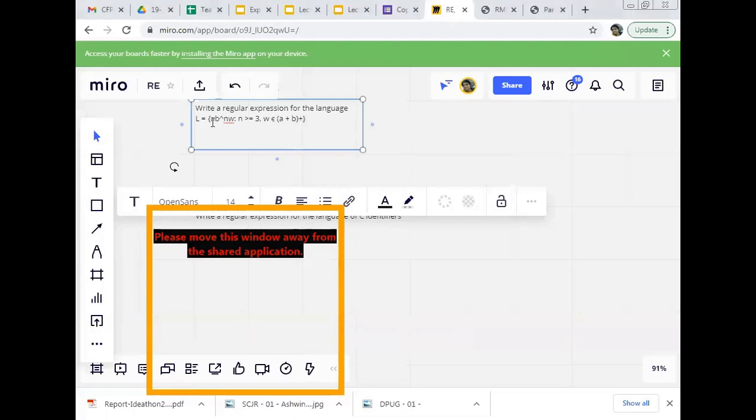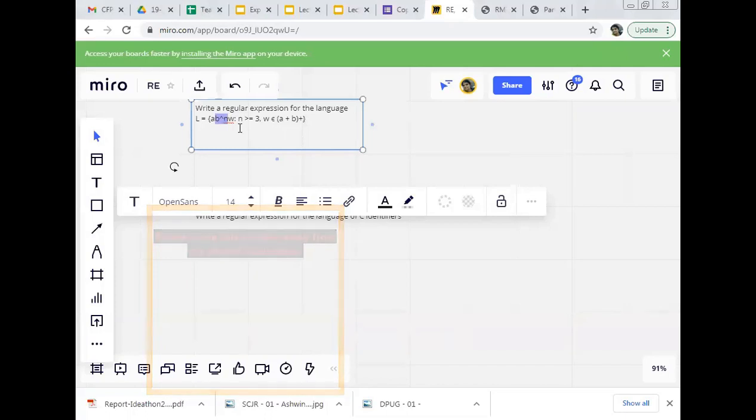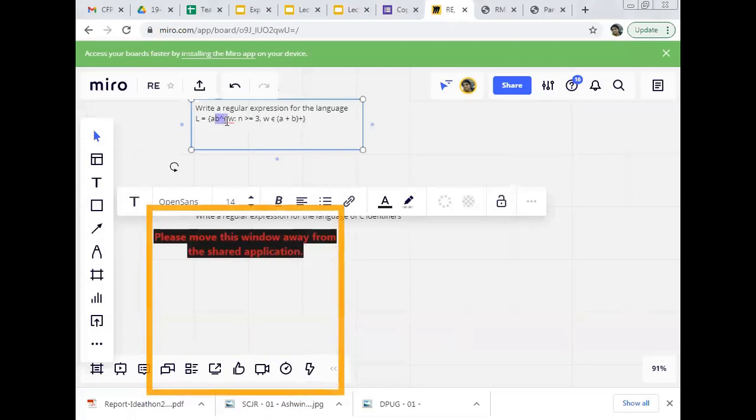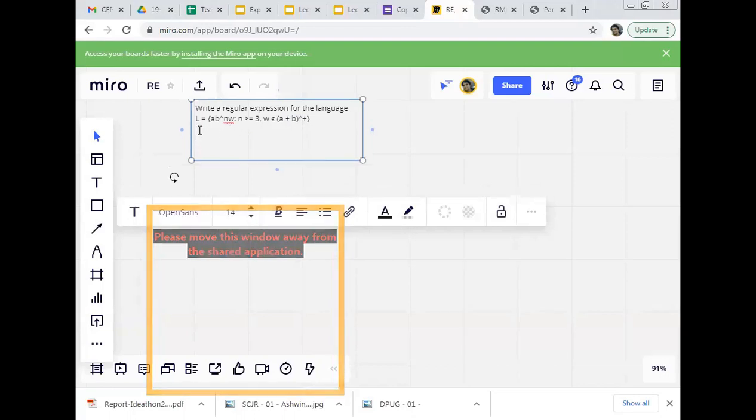So it is a b raised to n, w. What is b raised to n? They have given that n is always greater than or equal to 3, so this b is repeating 3 or more times. And what is this w? They say w is (a or b) whole raised to plus. They have already given half of the RE, and we have to regenerate the RE.